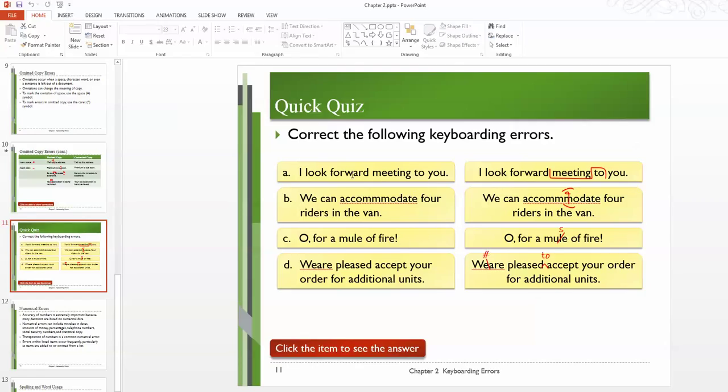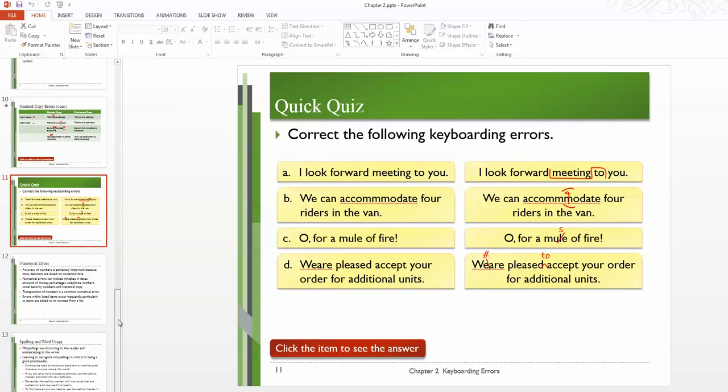So here we see, I look forward meeting to you, and it should be, I look forward to meeting you. That's a transposition error. We can accommodate four riders in a van. That's a straightforward misspelling. There should only be two M's and not three. And then, oh, for a mule of fire. That's an old saying, oh, for a muse of fire. So the wrong letter has been used. And notice that in each one of these examples, they're using the proofreader marks to show you how, if you were doing it on a piece of paper, those corrections would be made. And then finally, we have a space that's missing here.